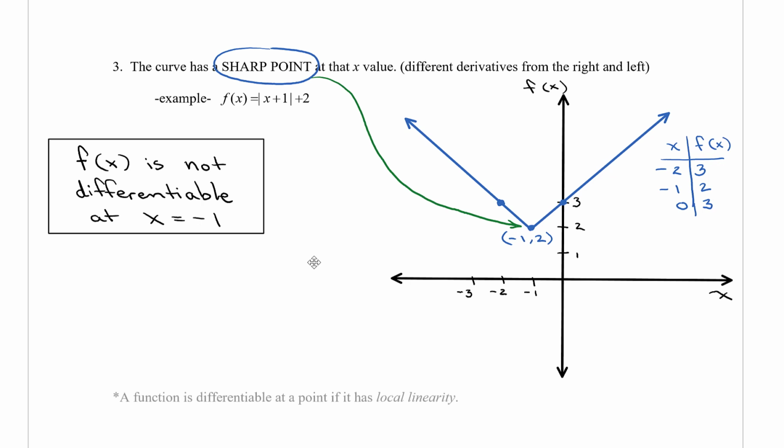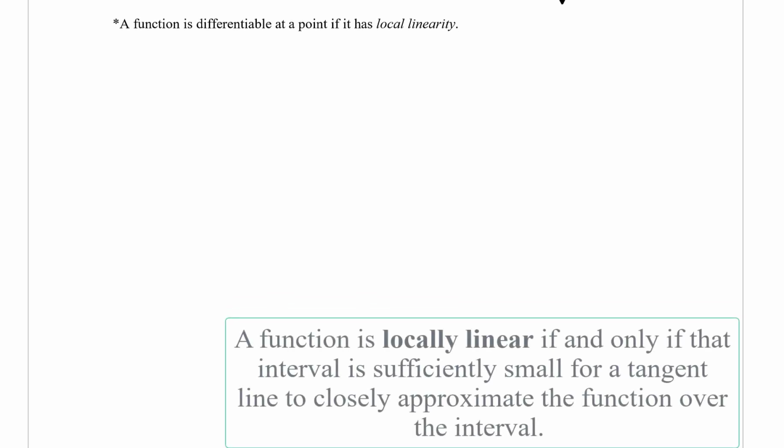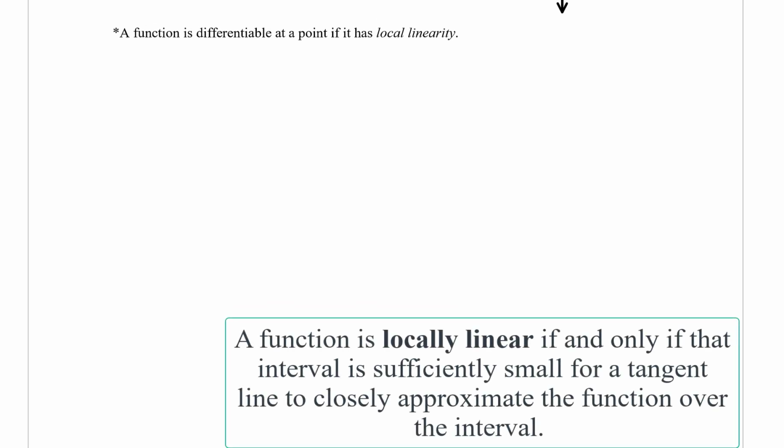Now let's move on to our next topic. Here, a function is differentiable at a point if it has local linearity. So a function is locally linear if and only if that interval is sufficiently small for a tangent line to closely approximate the function over the interval.